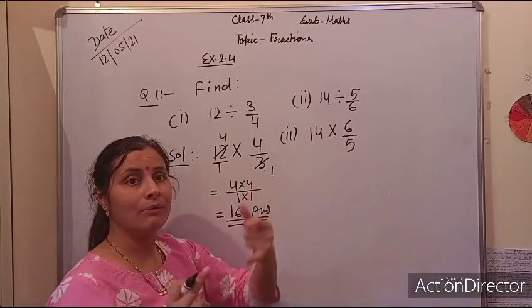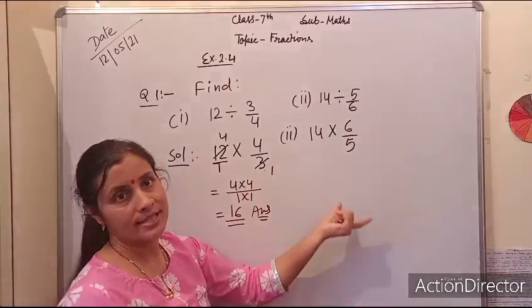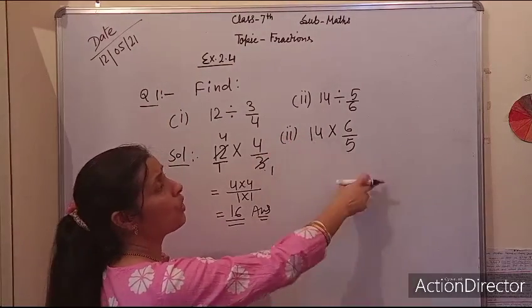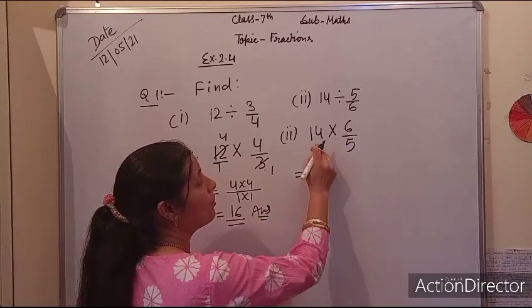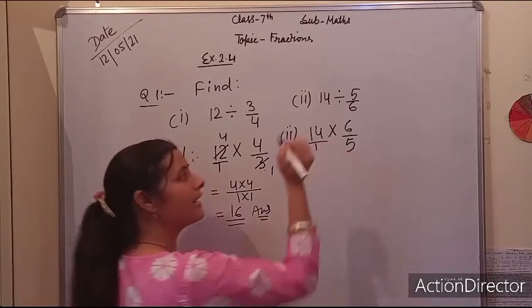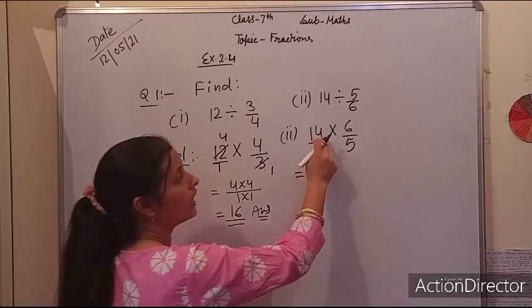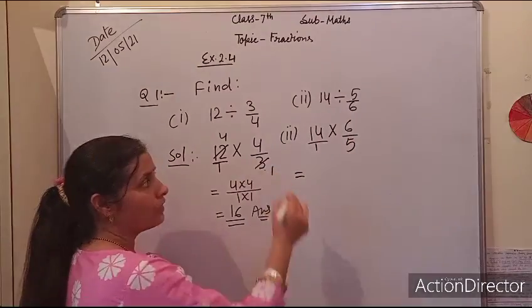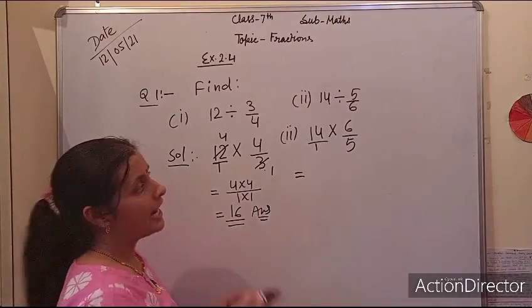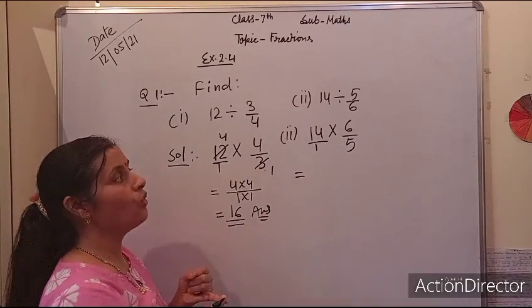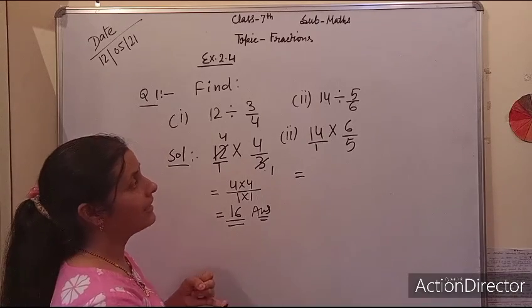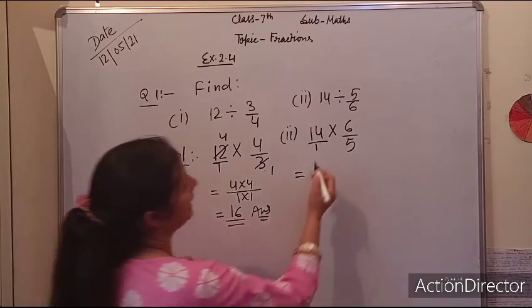Prime numbers can be divided only by 1 and by themselves, so there is no cancellation. So what will we do? We will multiply. Here we can write 1 for our convenience. Then we need 14 times 6. 14 1s are 14, 14 2s are 28, 14 3s are 42, 14 4s are 56, 14 5s are 70, and 14 6s are 84.